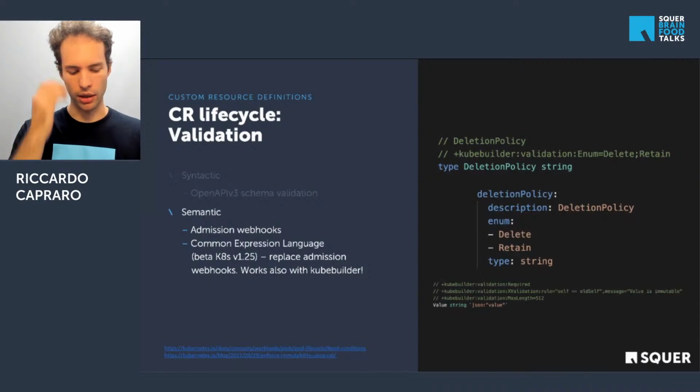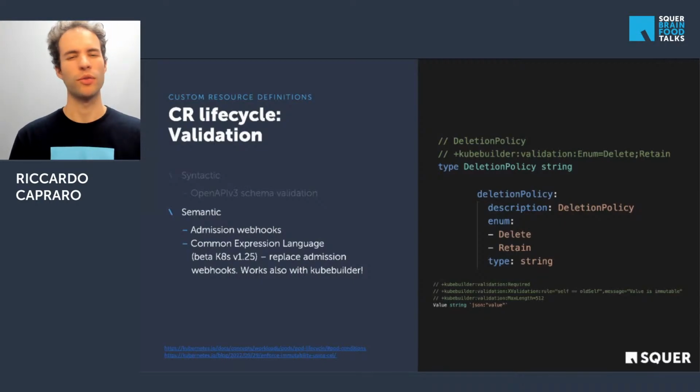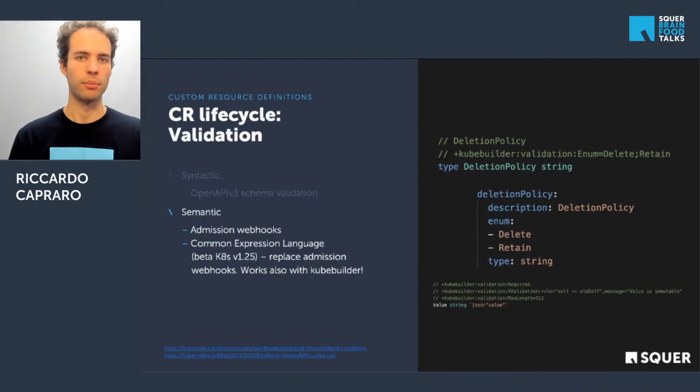And my argument is webhooks are very hard to manage, and it's another piece of complexity you add on top of your operator. So if you really don't need them, you can use these features to do validation, and then please do. And of course, the common expression language also works with Kubebuilder.